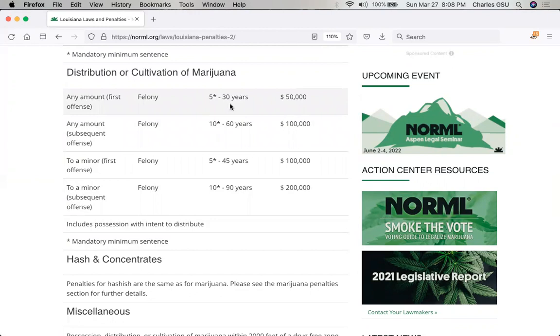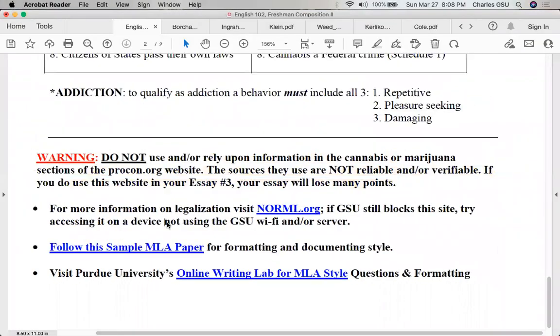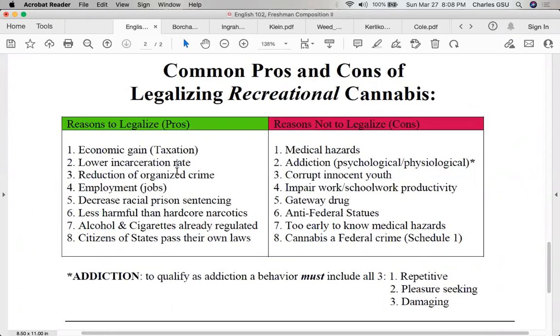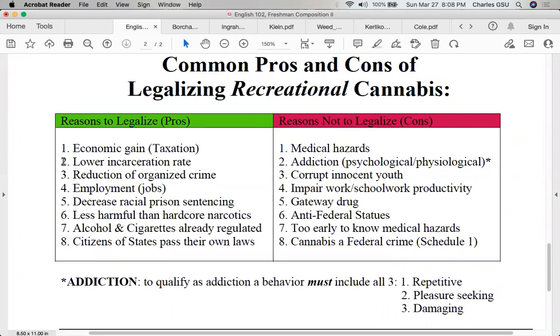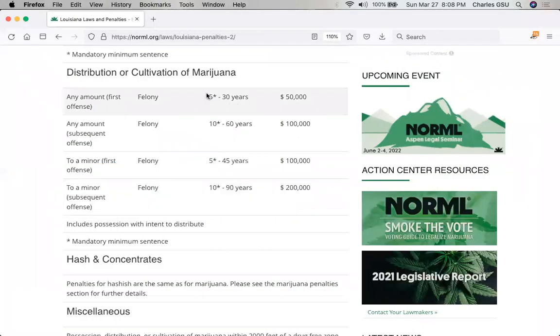But that's one of the problems with this whole issue of recreational cannabis. That is to say, on this second page of the essay guide, I have the common pros and cons of why we should or should not. And one of the common reasons that we should legalize is that it will provide a lower incarceration rate, often among people of color. So if there is, as I'm showing you here, in states like Louisiana, a mandatory minimum of 5 years, then our jails are filling up pretty quickly and people's lives are being ruined, obviously.